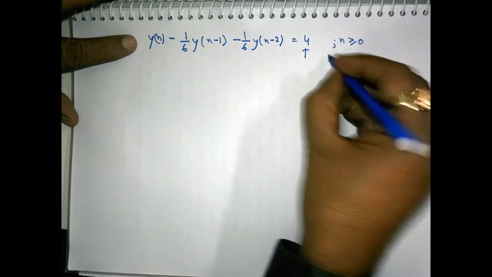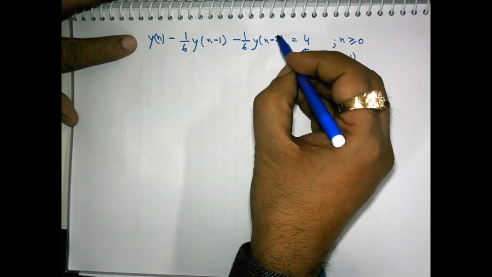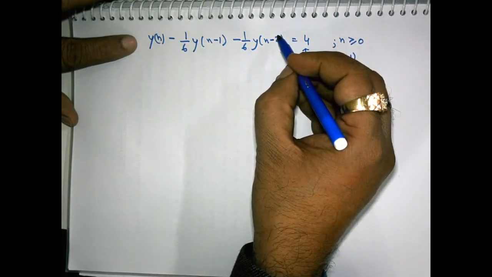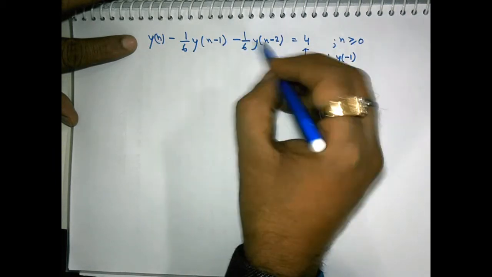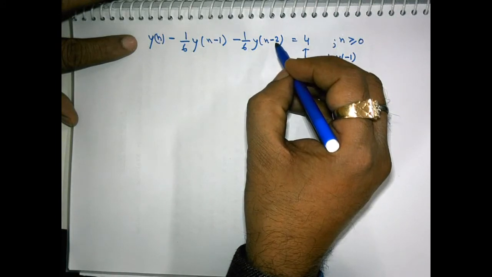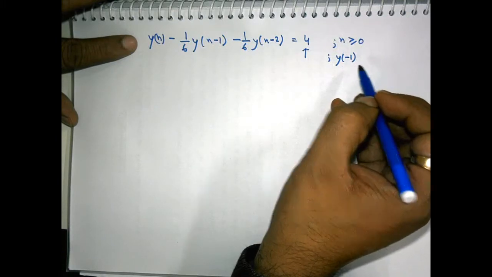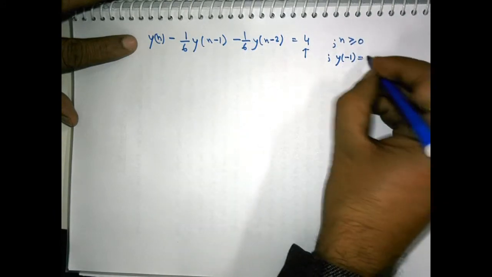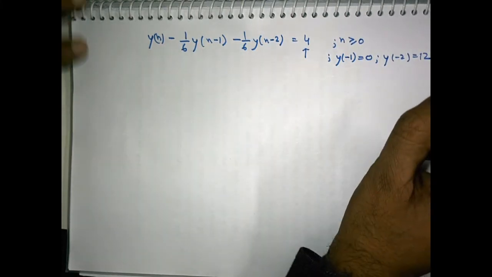And two initial conditions are given. It will require two initial conditions because it is of order 2. Okay. And naturally it will give you two roots also, because of being an order 2 equation. If this is n minus n, it will require n initial conditions to solve, and this will also give you n roots. Okay. So y(-1) equals 0 and y(-2) equals 12. It has been given. Okay.